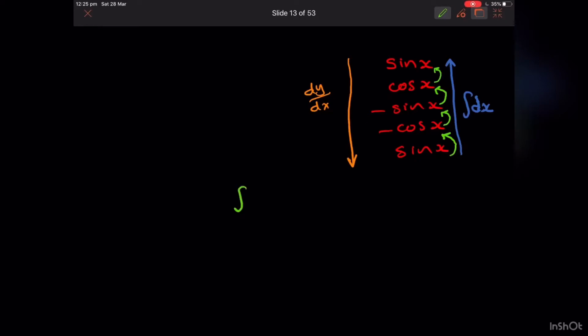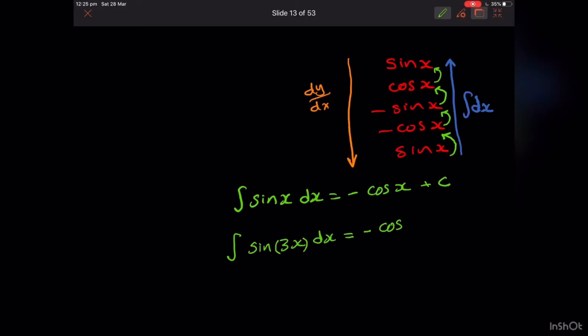I'm just going to write some of them for you so you will have the idea. The integral of sine x dx equals minus cosine x plus c. If we have the integration of sine 3x dx, then the integral of sine is minus cosine, and the angle is 3x, so it's going to be minus cosine 3x as it is, then plus c.